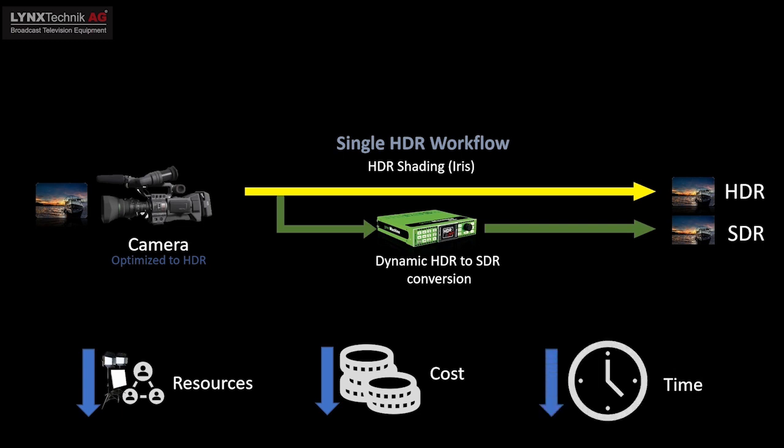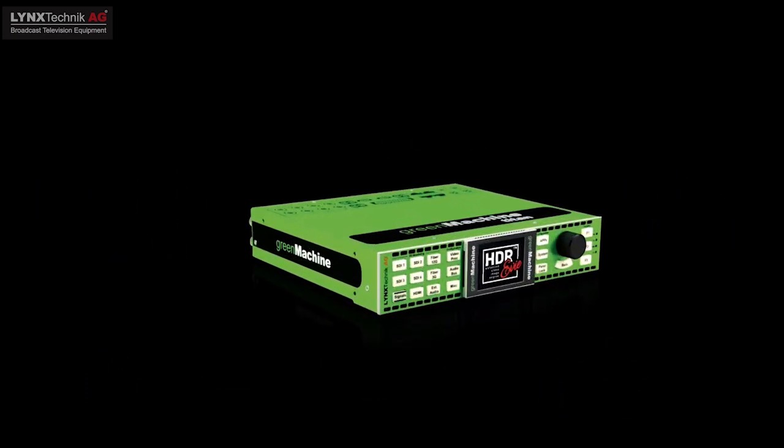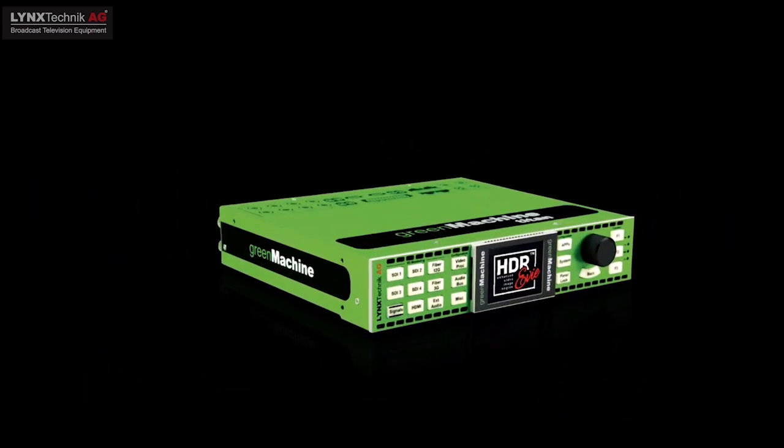And as compared to static down conversion, having a dynamic HDR to SDR conversion eliminates the struggle of adjusting iris and gain simultaneously in dynamically changing light conditions. But what is dynamic HDR to SDR conversion? And how is HDR Evie different from other converters?